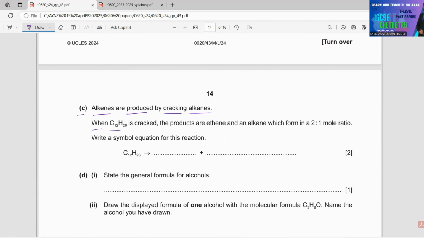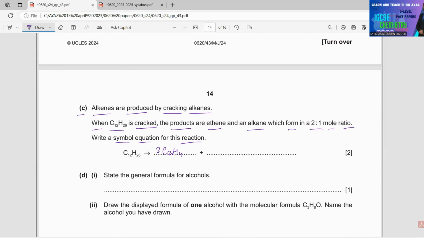C. Alkenes are produced by cracking alkanes. When C12H26 is cracked, the products are ethene and an alkane, which form in a 2 to 1 mole ratio. Write a symbol equation for this reaction. So formula for ethene is C2H4, and they are saying it's in the ratio of 2:1 with the other product obtained in this reaction, which is alkane.